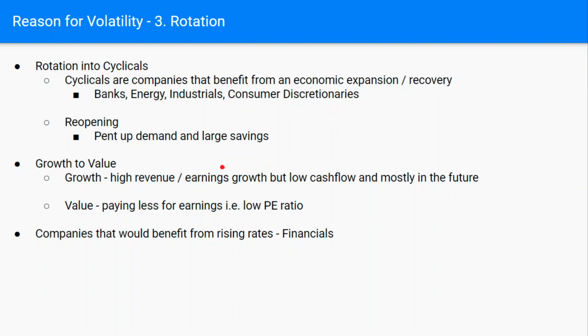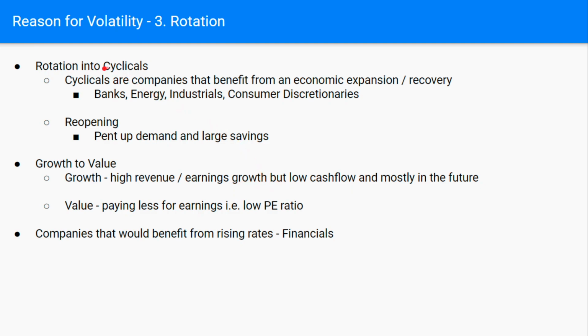So growth companies, starting with second bullet point, growth companies have higher revenue and earnings growth, but most of their cash flows are in the future. So now when you discount them to present value, their valuations go down. And because the interest rates are going up, large institutions and money managers, they look for opportunity in other areas where the valuations are much cheaper. So that's one of the points.